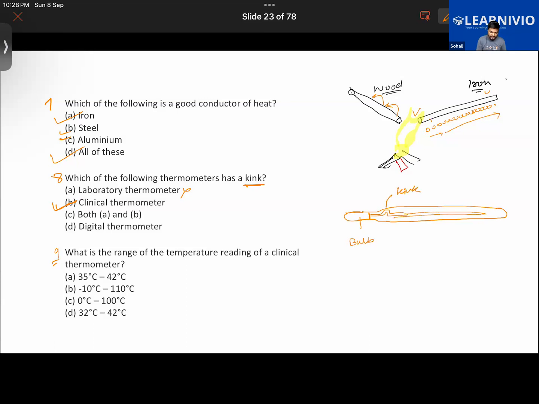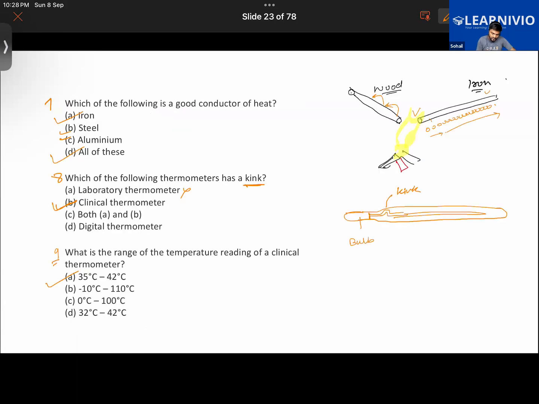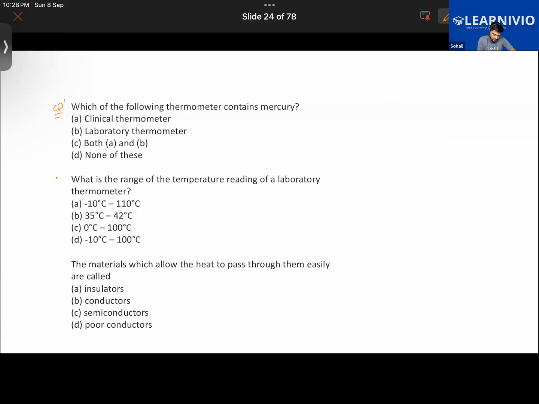Okay. And for the ninth one, it is 35 degrees Celsius to 42 degrees Celsius. And talking about the laboratory thermometer, it has a temperature range between minus 10 degrees Celsius to 110 degrees Celsius. Now, which of the following contains mercury? 10, 11, and 12.